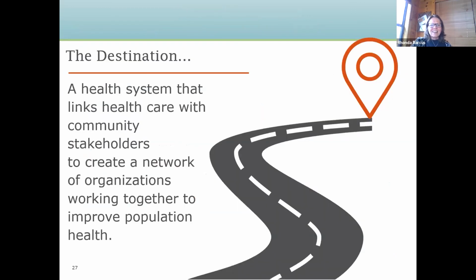Oh, this is the last slide. And then the destination, a health system that links healthcare with community stakeholders to create a network of organizations working together to improve population health.